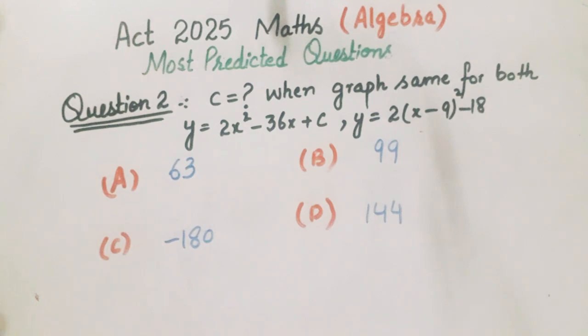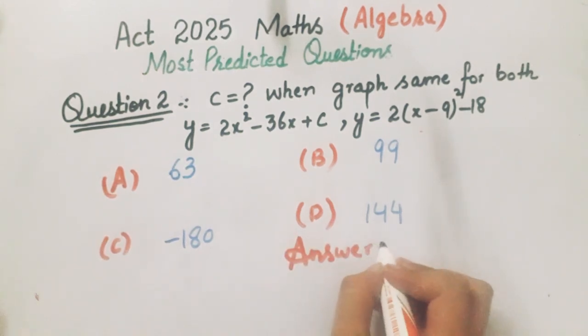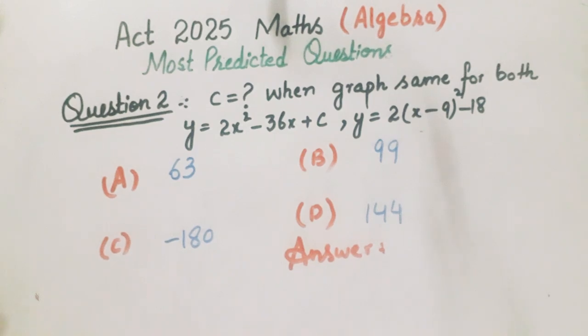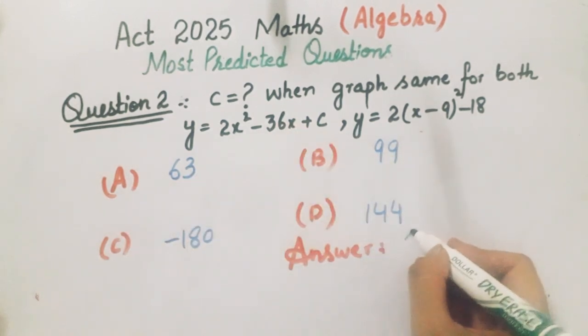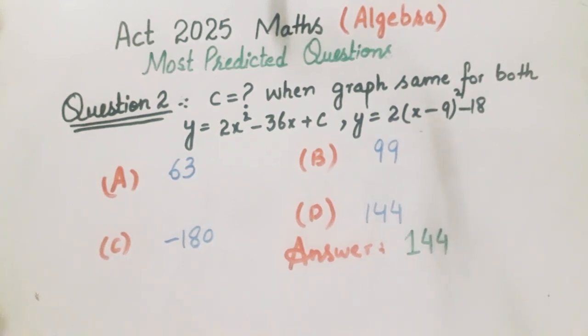So the correct option for this is, you will write the answer, c is equal to 144. Solve this by the completing the square method. So the answer is 144. Now we will solve question number 3.